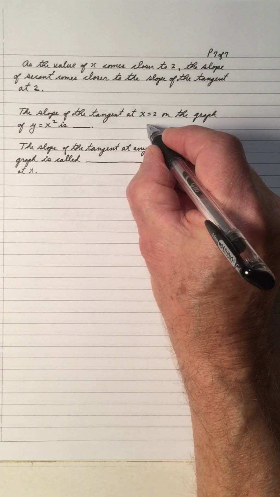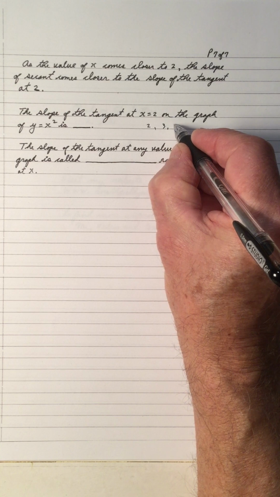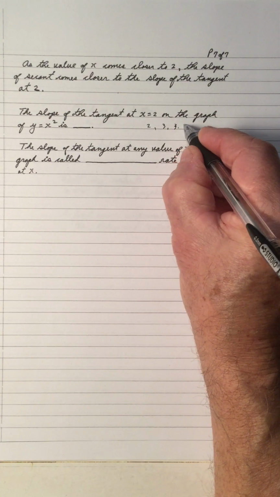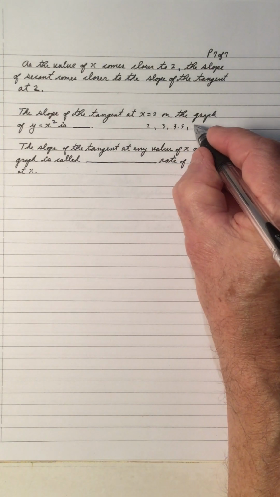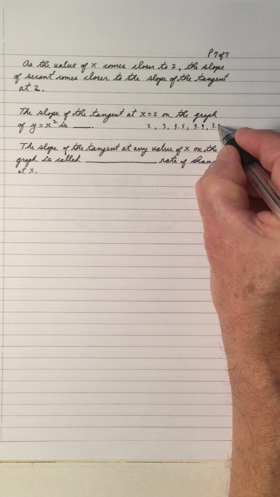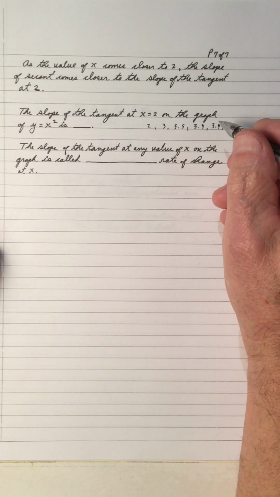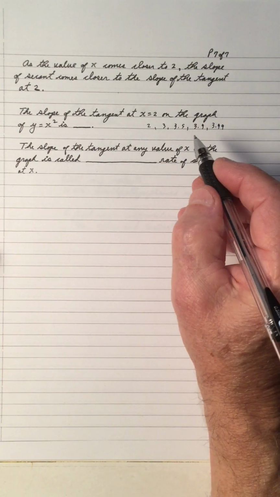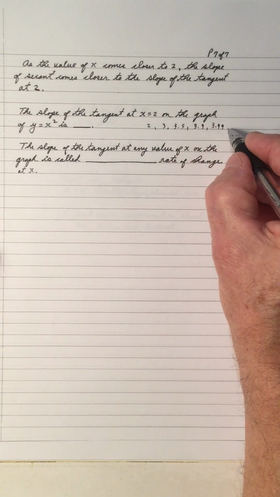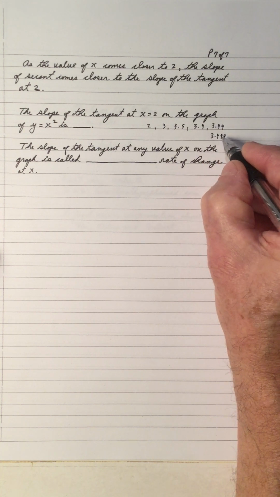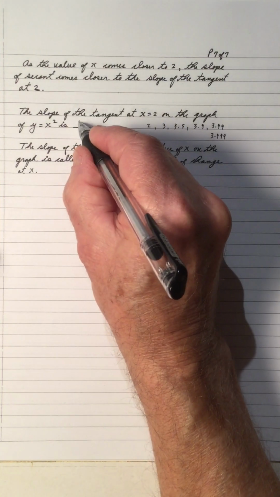Remember, go back and just check now. We had a 2, a 3, and a 3.5. We had a 3.9. And just then, we got a 3.99. So the slope of the tangent is getting closer and closer to something. What would happen if we used 0.001 and worked it out? We'd probably get 3.999. Noticing this pattern, what's that approaching? Looks like it's approaching 4.